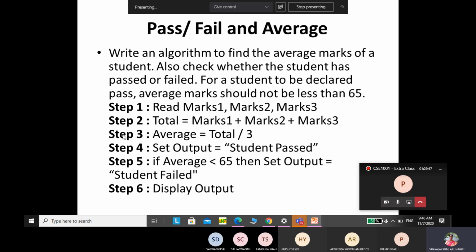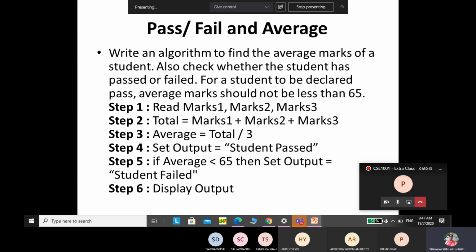So how to solve this problem? I am taking 3 marks, adding the total, and finding the average. After finding the average, I'm checking whether the average is less than 65. If it is less than 65, I'm telling that the student failed. Otherwise, I'm telling that the student passed. Are you clear? Yes, ma'am.